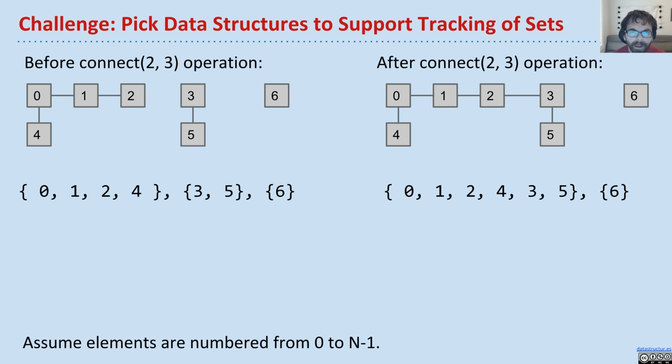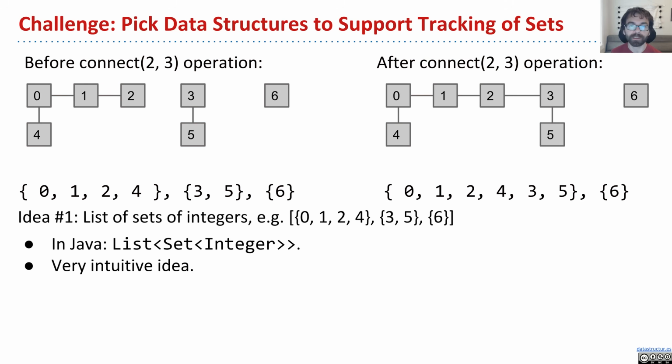So the most popular answer that students seem to give me is, why don't we just make a list of sets of integers? It's very intuitive. So in Java, that'd be a list of set of integer, where list and set refer to the Java interfaces we saw in a previous lecture. So this is a really intuitive idea, and it seems great at first.